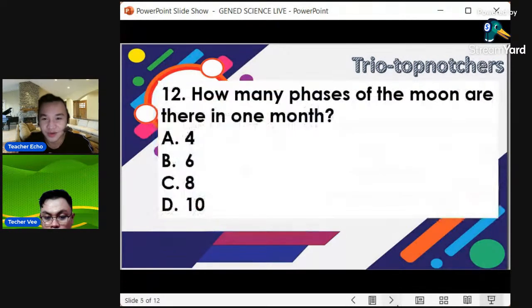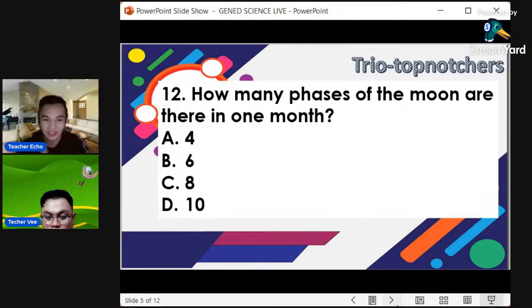Alright, so next one, number 12. How many phases of the moon are there in 1 month? So ilang phases po sa moon? Alright, sagot-sagot. Is it 4, 6, 8, 10? Okay, so very easy lang po ito. Is it 4? Is it 6? Is it 8? Is it 10?